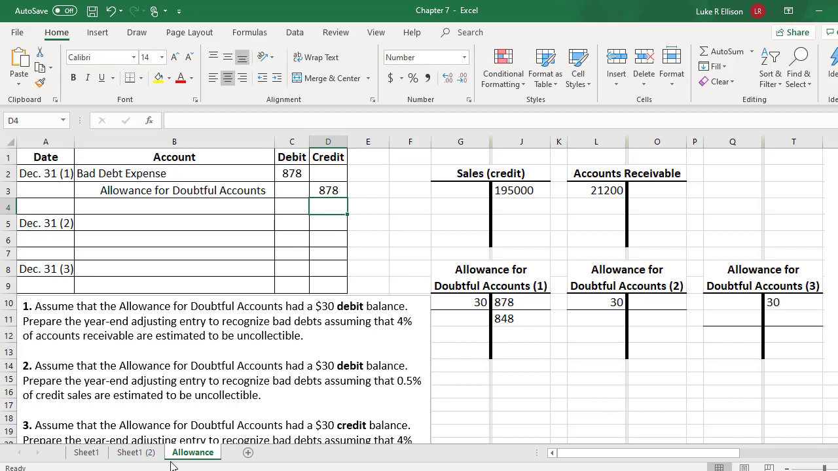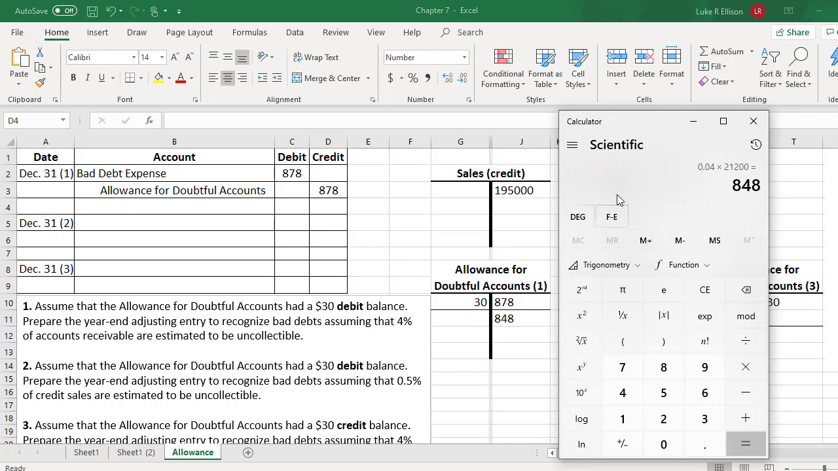Next, number 2 says, assume that the allowance for doubtful accounts had a $30 debit balance. Prepare the year-end adjusting entry to recognize bad debts, assuming that 0.5% of credit sales are estimated to be uncollectible. So we can take our calculator, and we take 0.5%, which is 0.005, and we can multiply that by the credit sales, which are $195,000, and that gives us a number of 975. The next question is, what do we do with this number of 975?